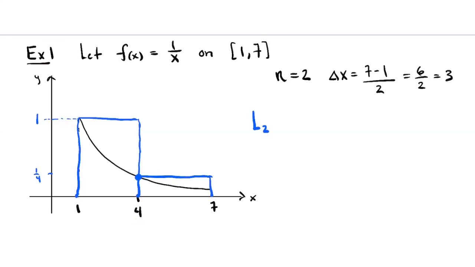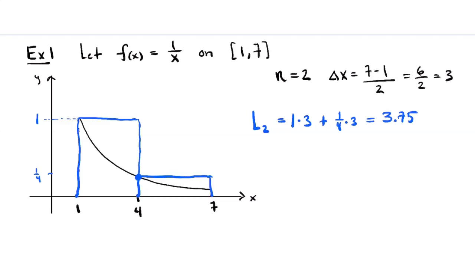But since the area of a rectangle is its height times its width, I can just take L2 to be the area of this first rectangle. Its height is 1, its width is 3, right? So I'll say that that's 1 times 3, and then add to it the other rectangle as area. Its height is 1/4, its width is also 3, right? So I have to take height 1/4 times width 3. The area of a rectangle is its height times its width. And if you add those things together, you get 3 plus 3/4. Let's just write it as a decimal. It's 3.75.